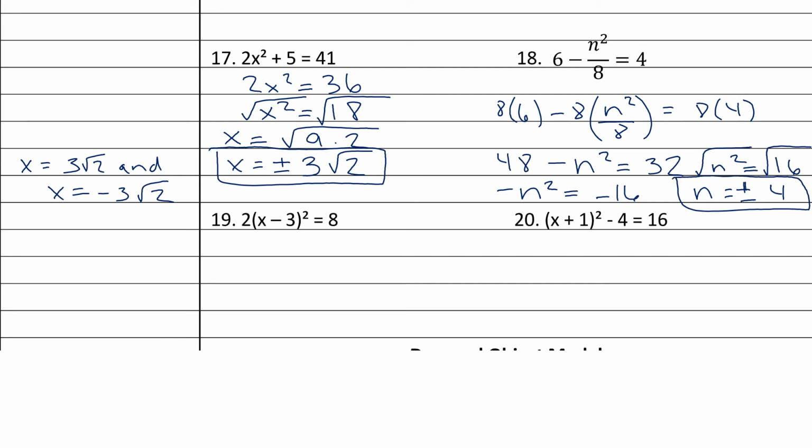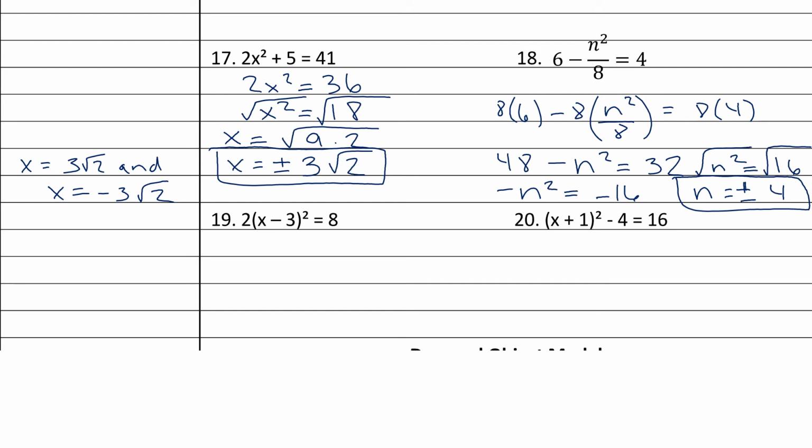So this graph actually crosses my x-axis at positive 4 and negative 4. Okay? So numbers 19 and 20, they probably look familiar. They look kind of like vertex form.